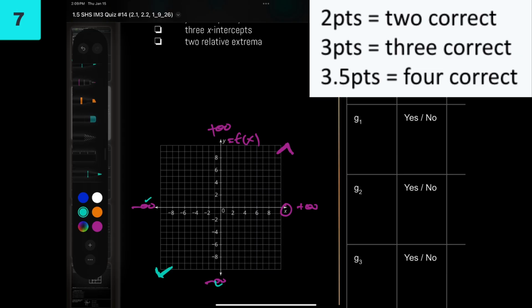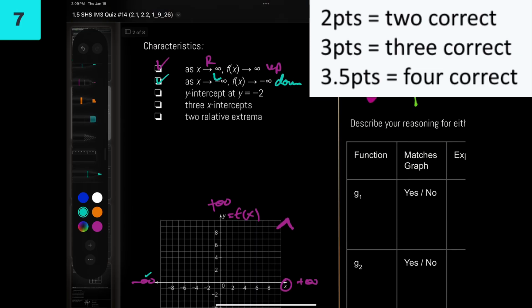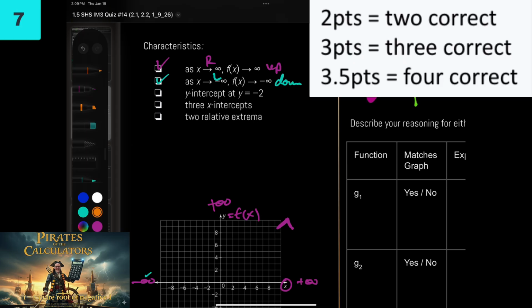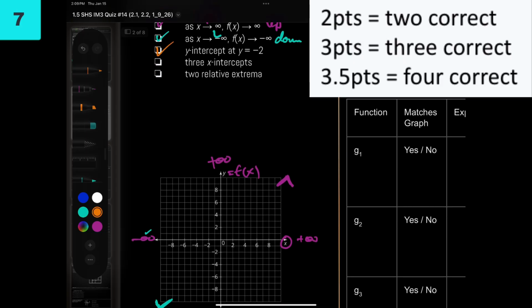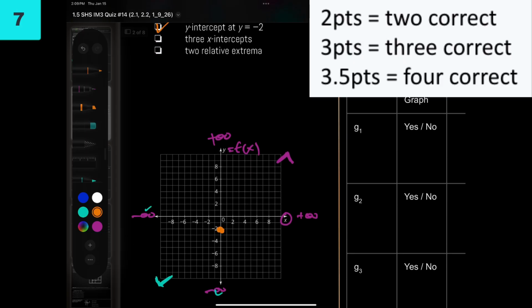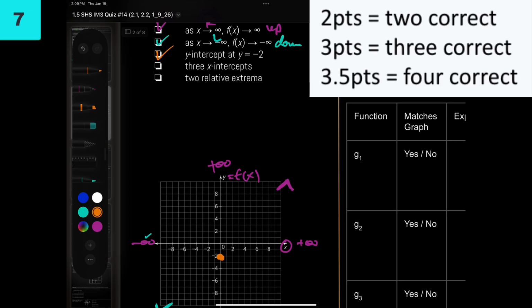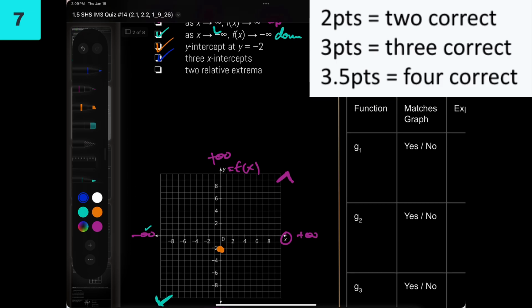Okay, so this is what my graph looks like so far. Let's try another color. Y-intercept of -2. So there. Okay, pay attention now. 3 extremas. You can put the extremas anywhere you want. Those are just highs and lows. So I'll put 2 maxes maybe, and then 1 minimum. And then 2 relative extremas.